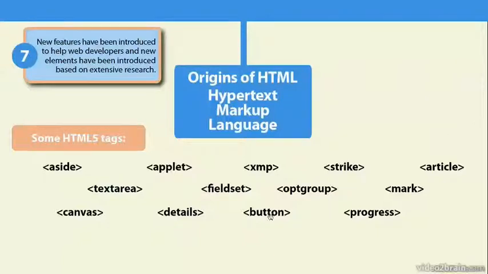Here are some examples of some tags that are supported in HTML5. Some of them are new, such as the aside tag and the canvas tag. Some have been around for a while and have just been refined. So that's a little bit of background information on working with HTML, and as we progress we'll learn more about what tags are used specifically with HTML5.